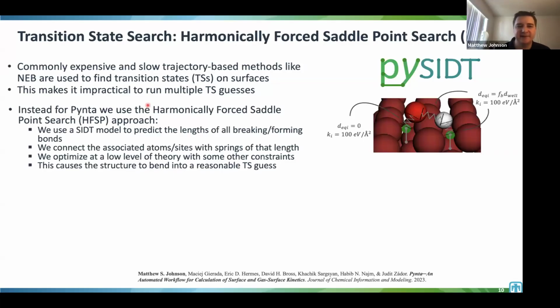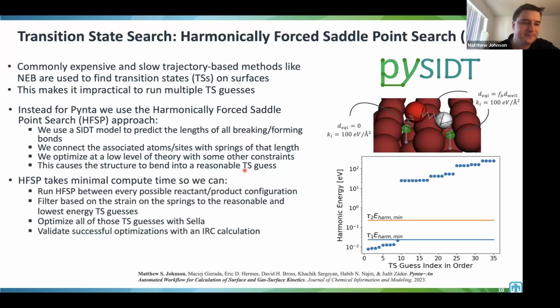Instead, for Pynta, we use the harmonically forced saddle point approach, HFSP. We use an SIDT model that predicts how long all the breaking and forming bonds in the transition state are, and we connect those associated atoms and sites with springs of that predicted length. Then we optimize all of these at a low level of theory with a couple of other constraints, which will cause the structure to bend into a reasonable transition state guess.